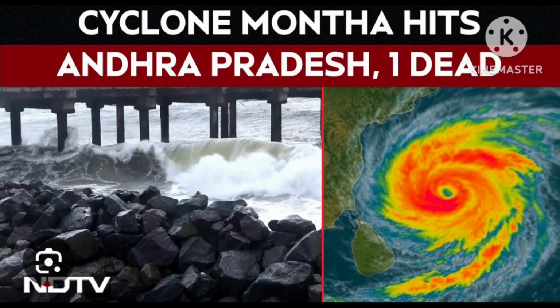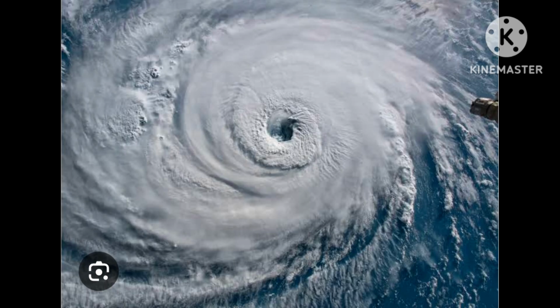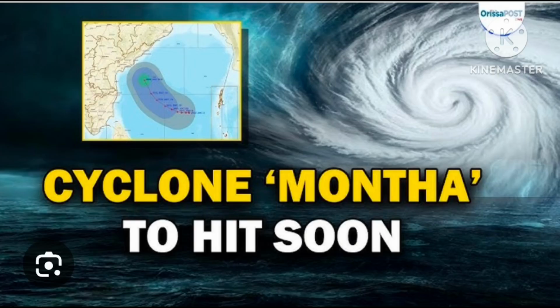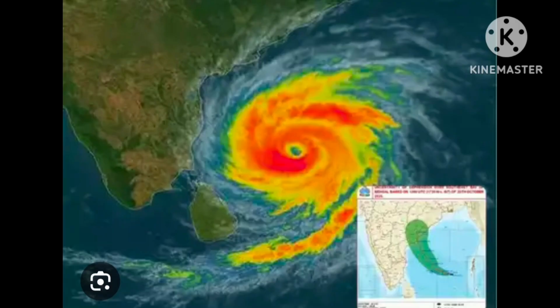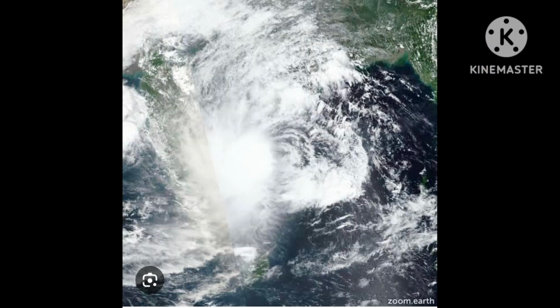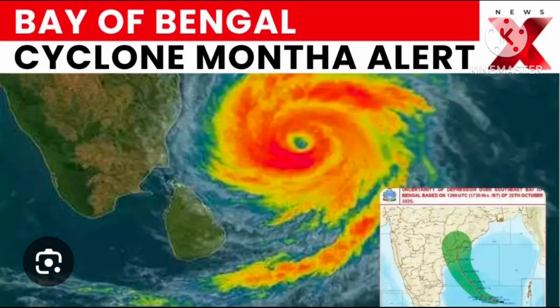Then you have a severe cyclonic storm, 88 to 117 kilometer per hour. Cyclone Montha is expected to lie in this category of a severe cyclonic storm. When you have a super cyclone, that is when the devastation is very high and the wind speed is expected to cross 220 kilometer per hour. Now here also the cyclone is put under different categories based upon the severity, 1, 2, 3, 4 and 5, again based on the wind speed.